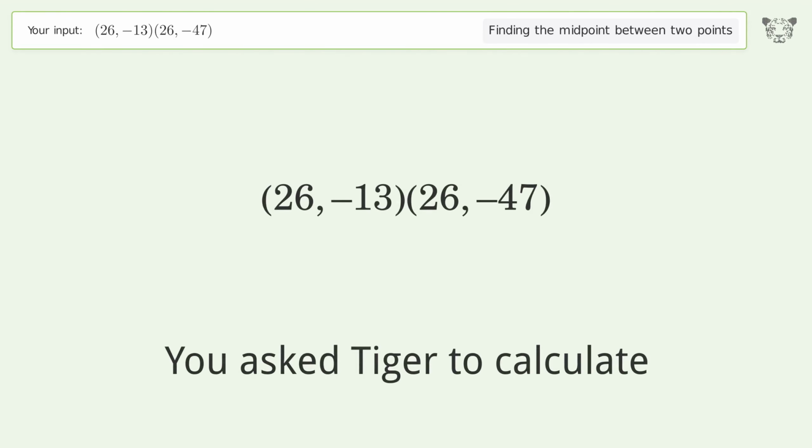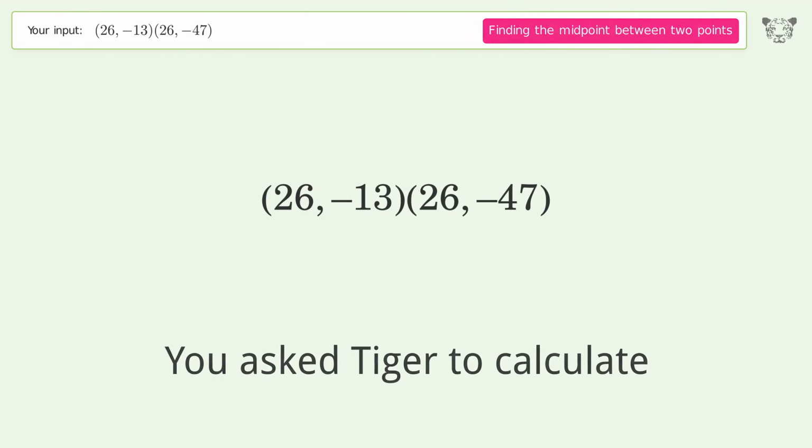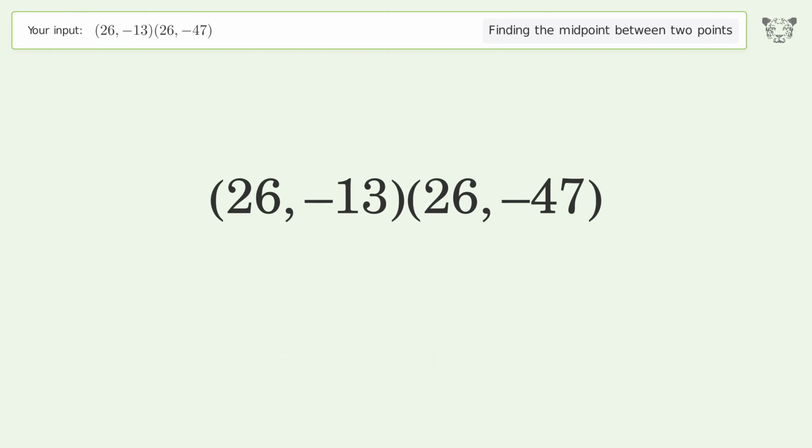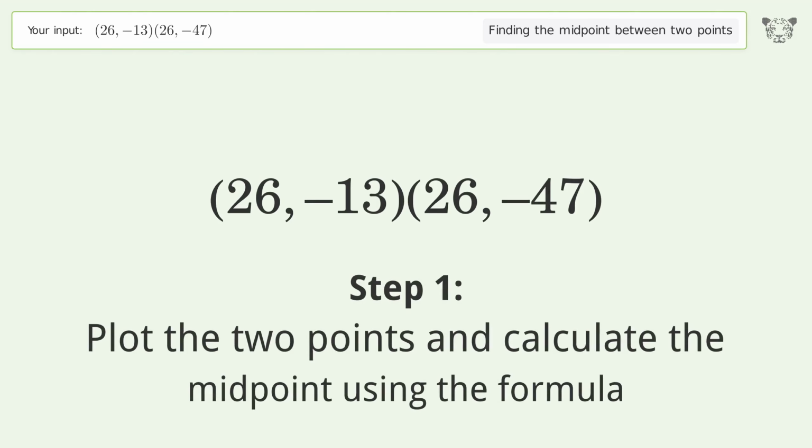You ask Tiger to calculate. This deals with finding the midpoint between 2 points. The midpoint between the 2 points is 26, -30. Let's solve it step by step. Plot the 2 points and calculate the midpoint using the formula.